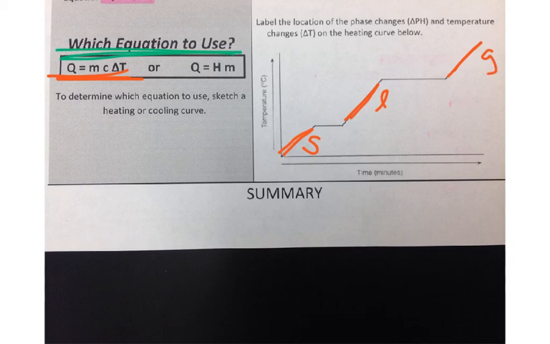Now, when are you going to use just Q equals HM? Again, no temperature change. You're going to see that when there is a phase change. So you're going to see that here, and you're going to see that here. There is a phase change going on. You're going to have the solid and the liquid, and then you're going to have liquid and gas. That's where it's going to be boiling. Since there is no temperature change, that is when those particles require that extra boost to be able to jump out of a phase.